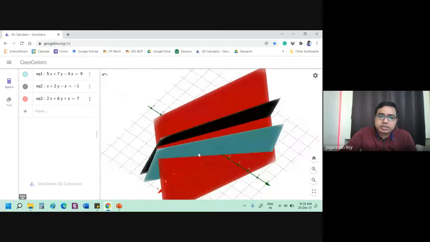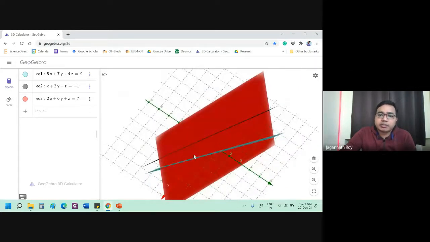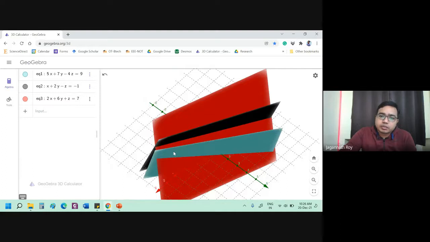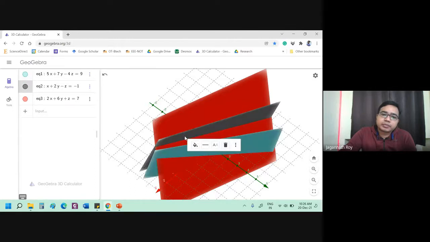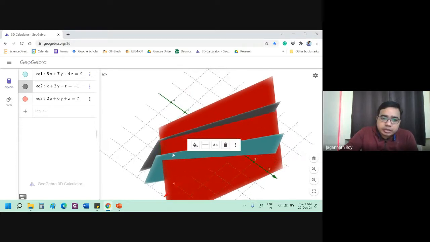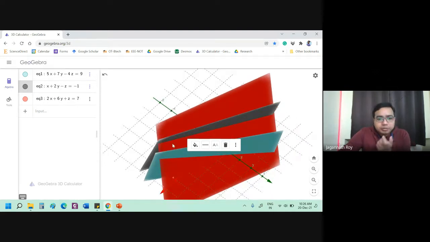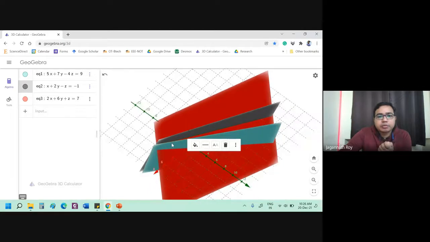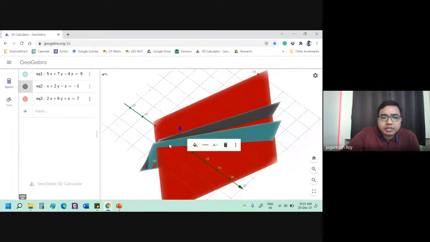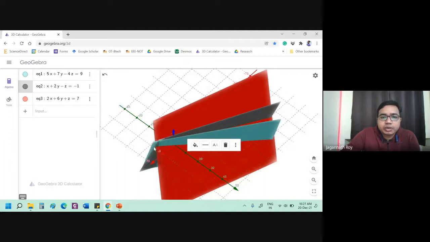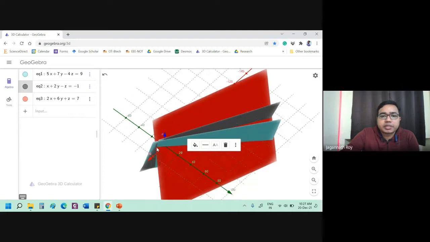Now you can see this is not intersecting together, but you can see the slope of this blue, this light blue, and the black plane. They are actually making some angle. So if you zoom it, then you can say that there is a gap. The gap is widening. But if you look at it from a distance, then you can see that they are actually meeting at a single point. This is the point. Okay, they are meeting at a single point.